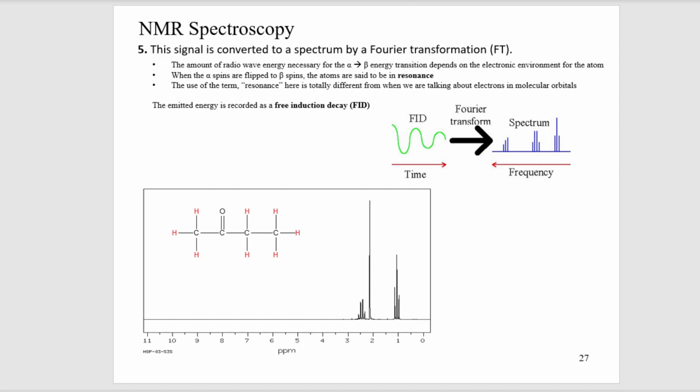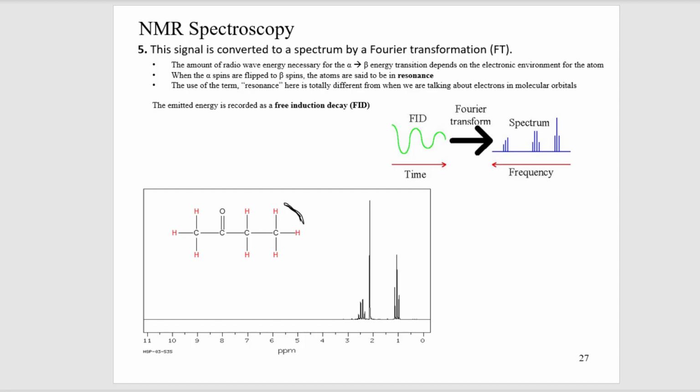The amount of radio wave energy necessary for the alpha to beta energy transition, that's the low energy, high energy state transition, depends on what type of environment the hydrogens are in. Are the hydrogens on a carbon immediately next to the carbonyl, or are they a little bit further away from the carbonyl, right? Like the hydrogens on the far right.